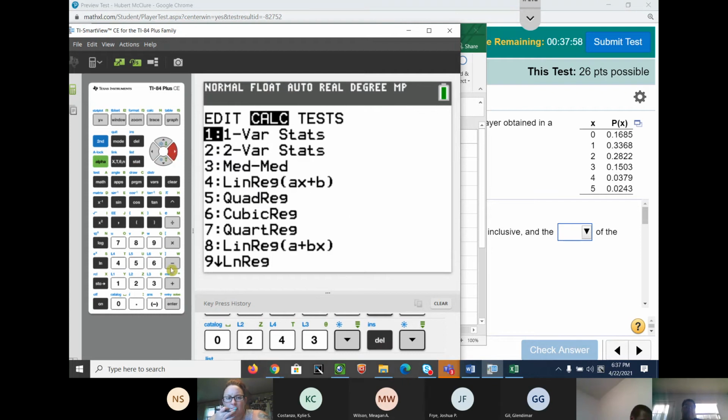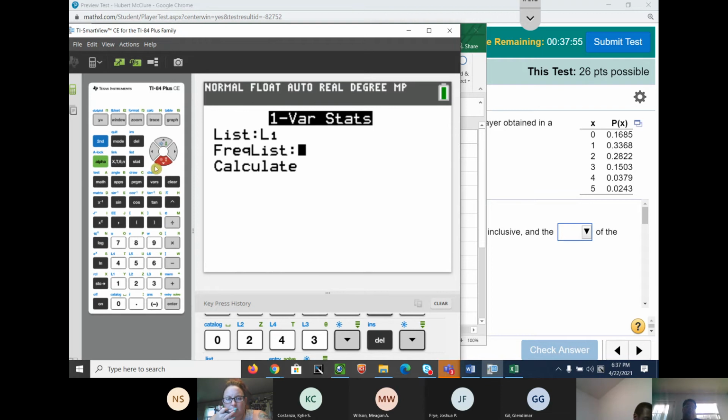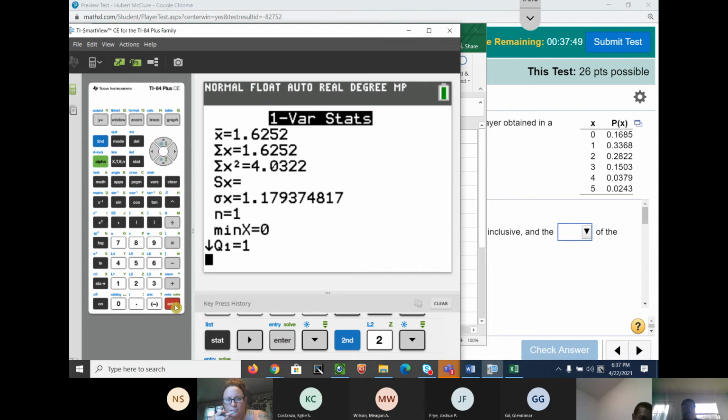And now I go to stat, calculate first variable statistic, L1 and L2. You got to put L2 in there or you'll get something crazy. I got X bar is equal to 1.6252. And sigma is equal to 1.179374817. I'm just writing everything down, whatever they tell me to highlight or raise.